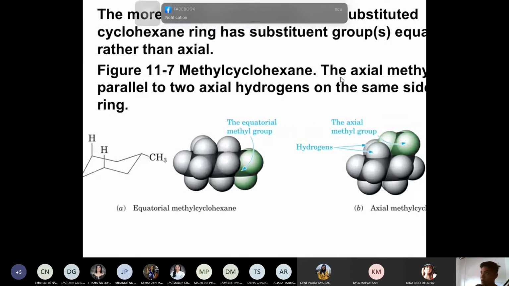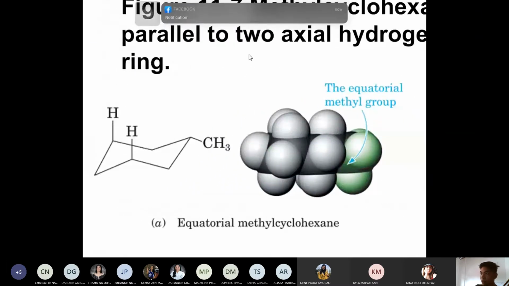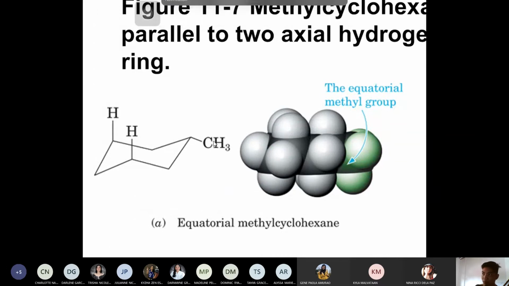Bakit, no? So, let's imagine this. So, this is your equatorial methyl group. Nakapa-side view yung itong CH3 group na to. So, as you can see, wala siyang effect sa ibang hydrogen atoms, no? Kumbaga, hindi siya tumatama, no? Hindi siya nagkakaroon ng repulsion with other atoms here. Kasi it occupies a different space on the side, no? Okay? So, ibig sabihin nun, kapag equatorial, it will not induce repulsion. So, hindi siya magre-repel with other atoms of your cyclohexane, no?